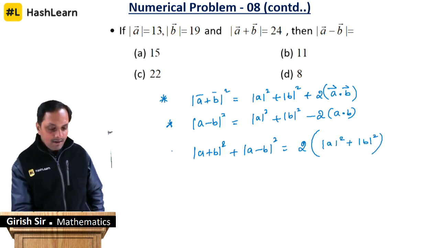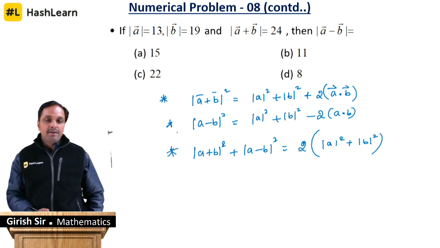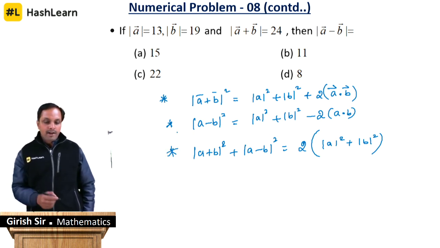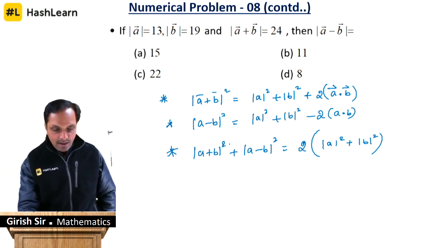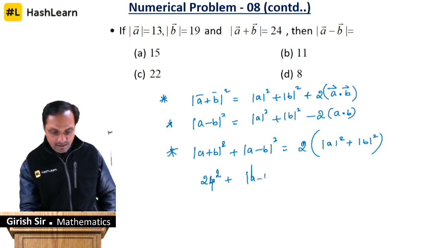This is your formula. So please remember these 3 formulas. You know we have derived the third one based on the first two. Let's directly substitute here, we will get our answer. This is given as 24 squared. We have to find a minus b.